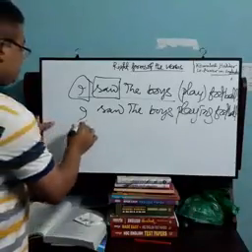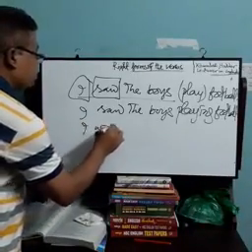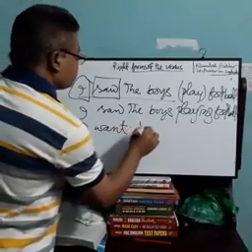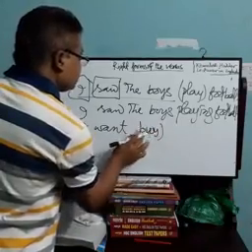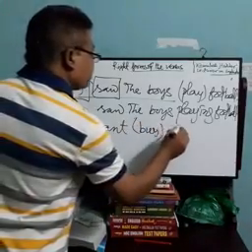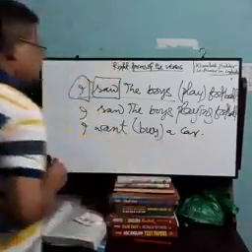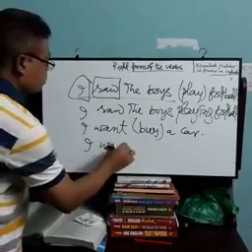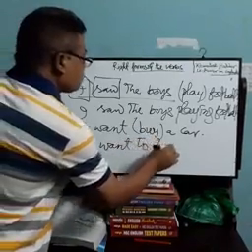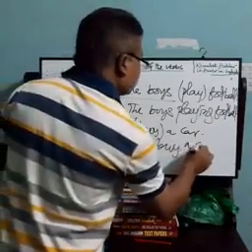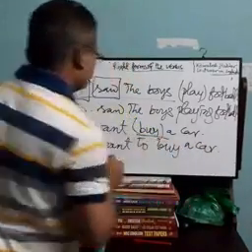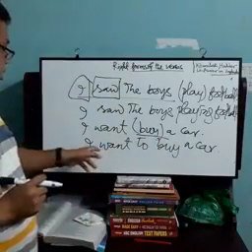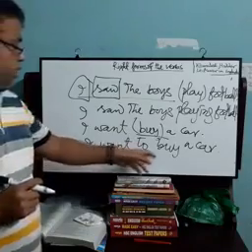And another example: I want buy a car. The correct sentence will be: I want to buy a car, because this verb shows my intention or desire. That is why I want to buy a car.